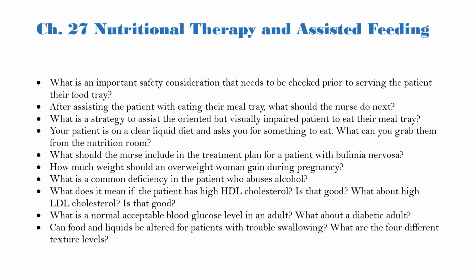What is a strategy to assist the oriented but visually impaired patient to eat their meal tray? So I'm sure you guys will all remember this from a previous skill, and you can find this information within the skill on page 493 under the visually impaired patient, number 12. For the patient who is visually impaired but able to self-feed, describe what foods are on the plate and tray. Orient the patient to the position of the foods on the plate by describing the plate as if it is a clock face with particular foods positioned at, for example, 12 o'clock, 3 o'clock, 6 o'clock, and 9 o'clock.